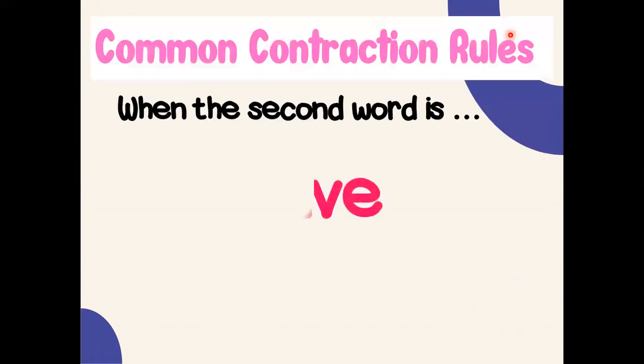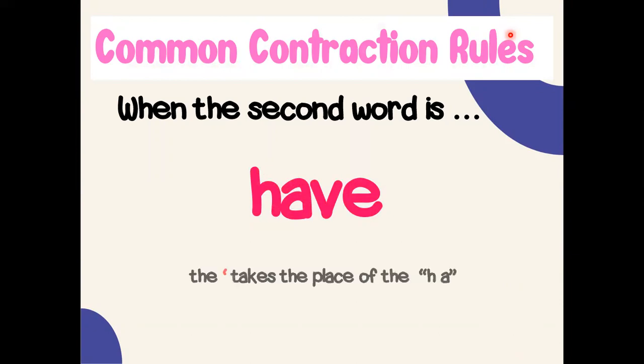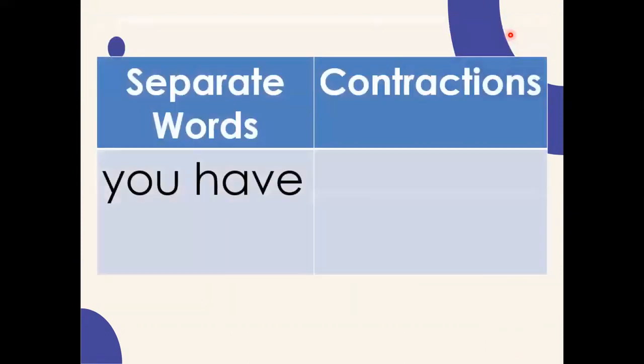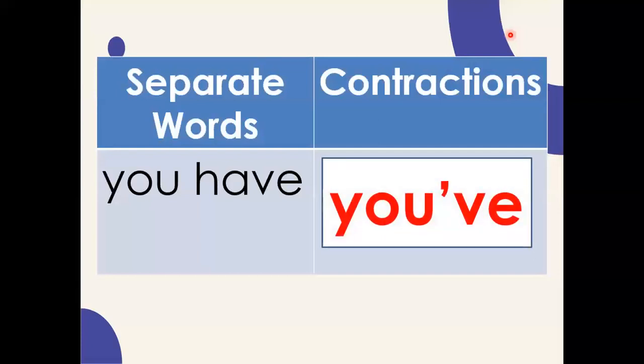Next, when the second word is have, the apostrophe takes the place of the H and A. This time you're going to omit two letters, which are H and A. Example, you have becomes you've. You change the H and the A into an apostrophe.